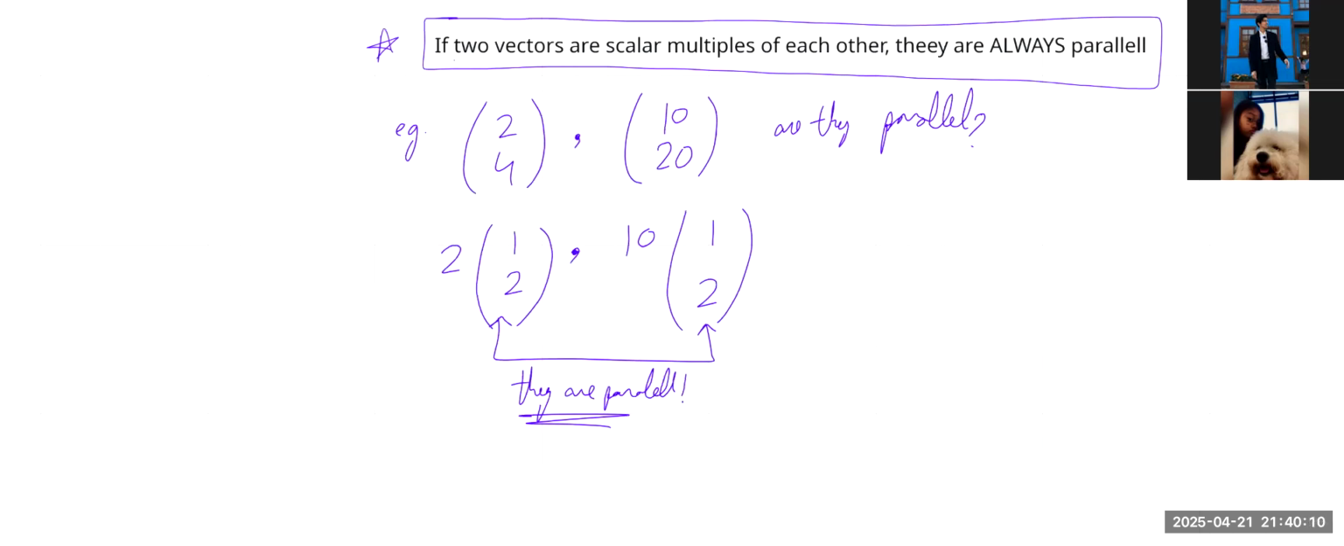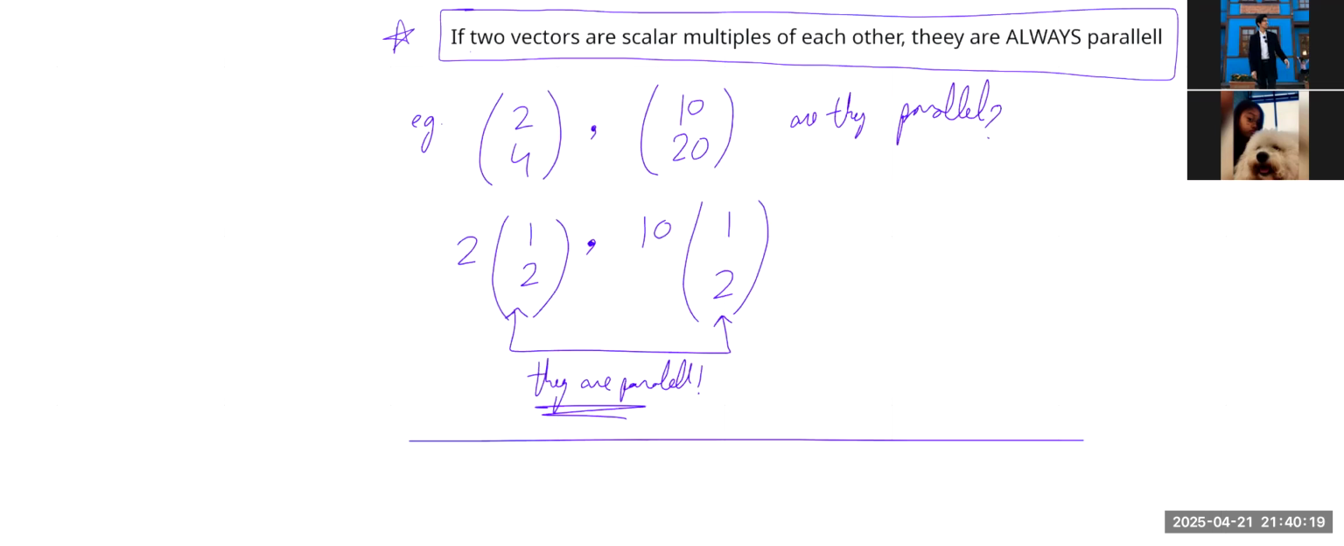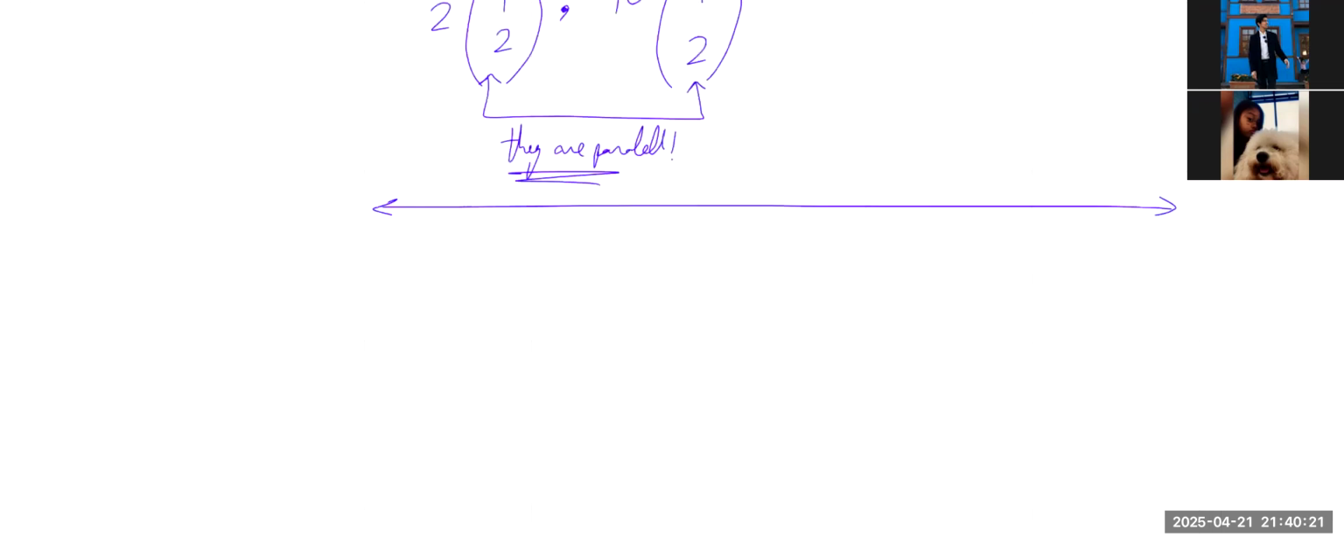5. Because if you multiply this by 5, you will get that one. Right? Is this clear? Okay, good.